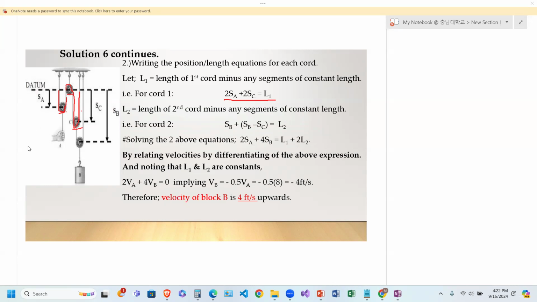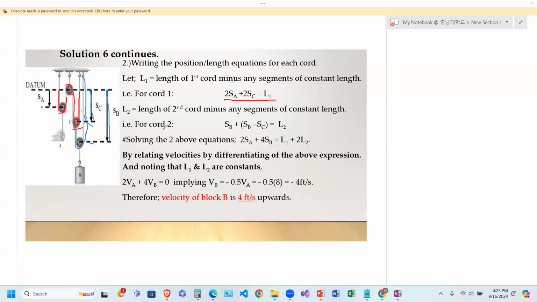For the second length, we move from this point of the chord, and then it goes up. So that means we shall have this distance from here to here. We shall also have this distance, and then that distance. But this distance is constant, so we shall not take it, because we're trying to avoid the constants so that we are able to differentiate.